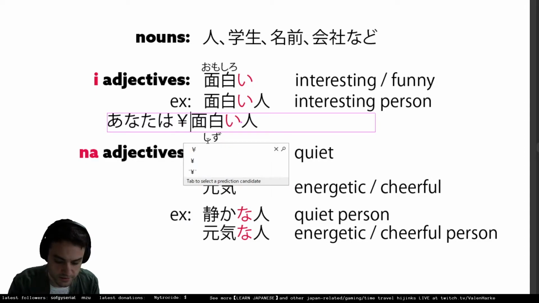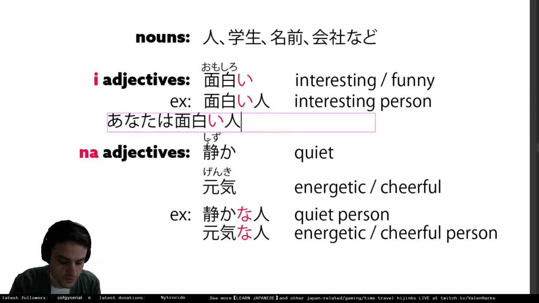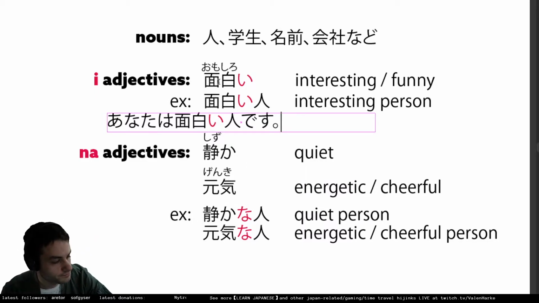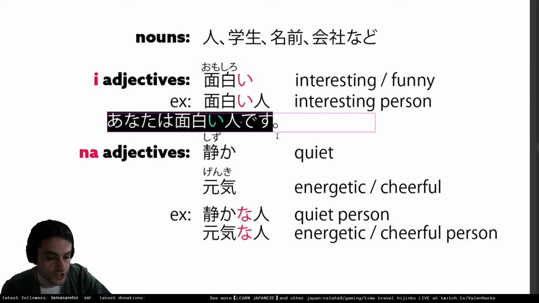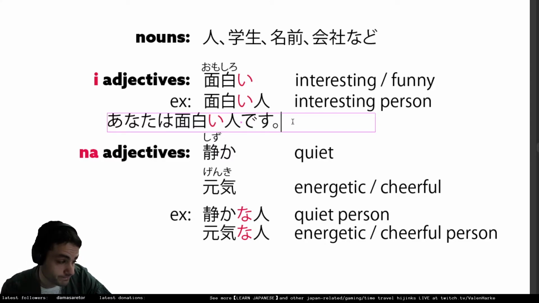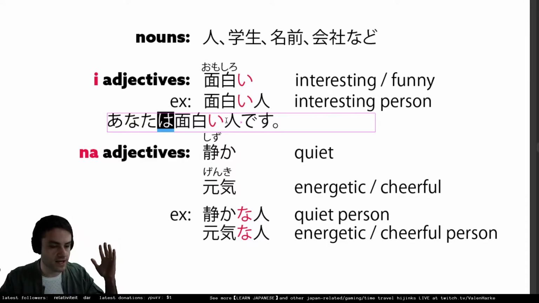Anata wa omoshiroi hito desu. What have I said here? If you've been following the class up to now, you should be able to decode this fairly quickly. I have said, anata wa, you, and omoshiroi, interesting, hito, person, wa, desu, something in between them.